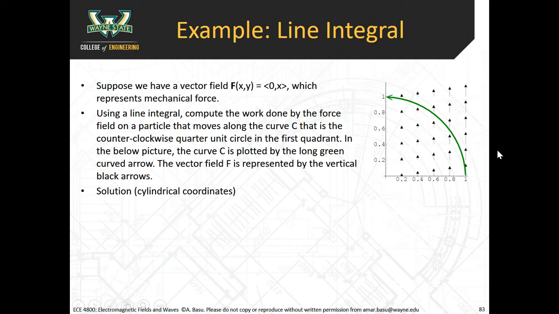Now, for this particular problem, I think your homework problem might actually be easier than this one. This was a tricky one. The reason it's tricky is that we were given the vector field in Cartesian coordinates, but this particular problem is easier to do in cylindrical coordinates. Why is this one easier to do in cylindrical coordinates?